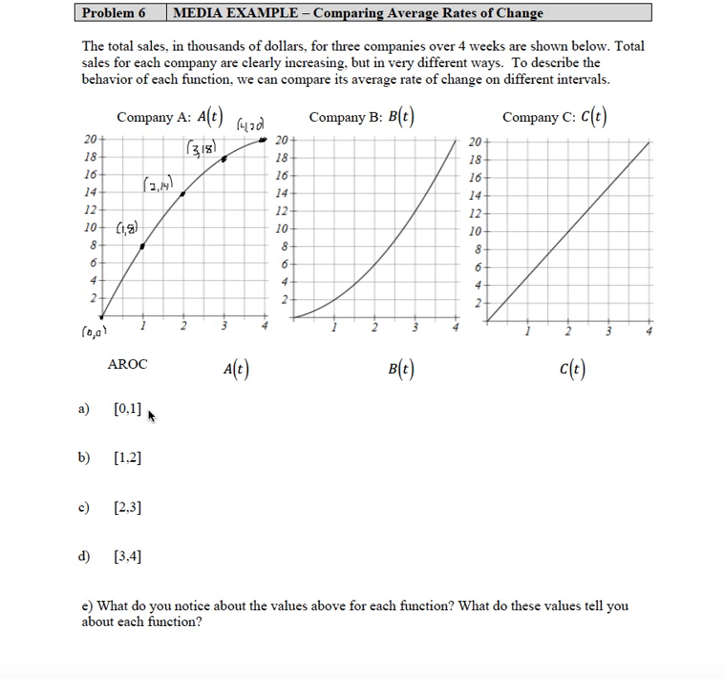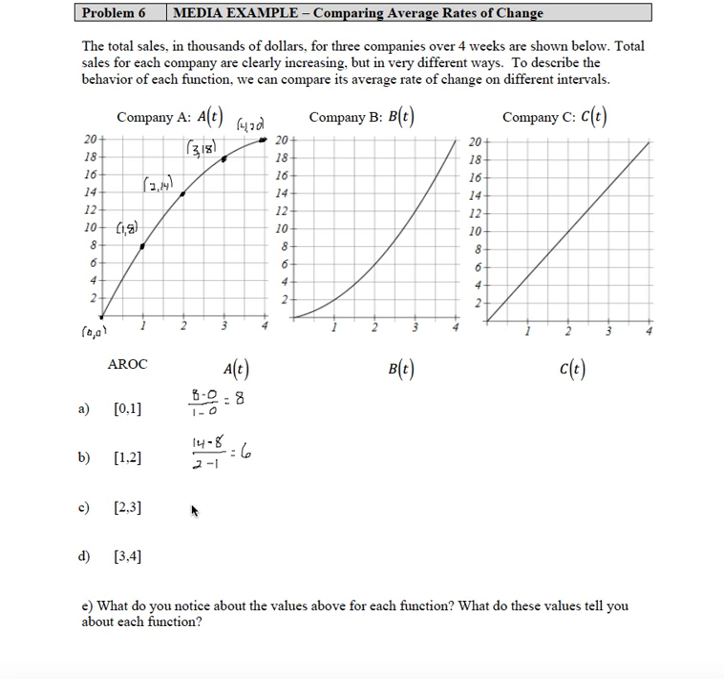So on the interval from 0 to 1, we compute the average rate of change by taking the output at 1 minus the output at 0 over the input 1 minus 0. And that just leaves us with 8. From 1 to 2, it's going to be 14 minus 8 over 2 minus 1. That gives us 6 over 1, which is just 6.